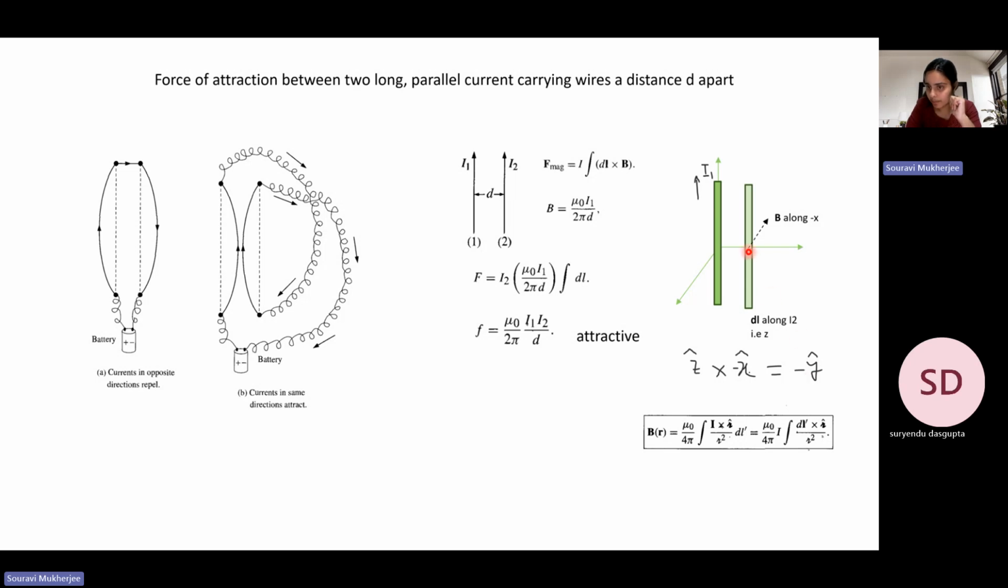What is it telling you? Minus y means attractive, right? Suppose the current direction is reversed. What will happen? This will be minus z, so the force direction will be in positive y direction, which means repulsive, right? So that's how you have to look into the cross products and be careful about the signs. Attractive, repulsive, and all.